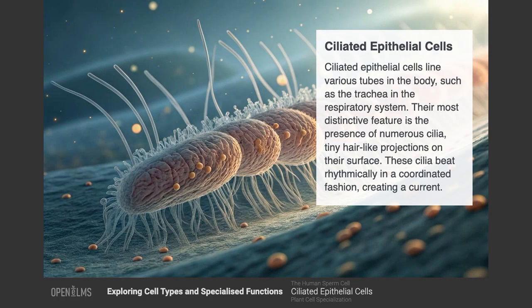Ciliated epithelial cells. Ciliated epithelial cells line various tubes in the body, such as the trachea in the respiratory system. Their most distinctive feature is the presence of numerous cilia, tiny hair-like projections on their surface. These cilia beat rhythmically in a coordinated fashion, creating a current.